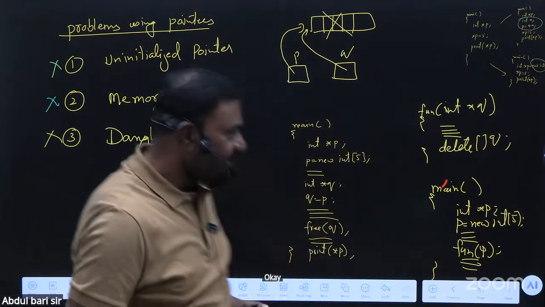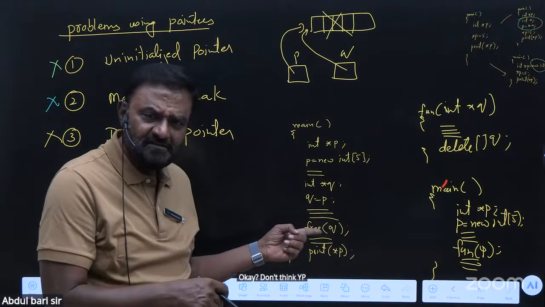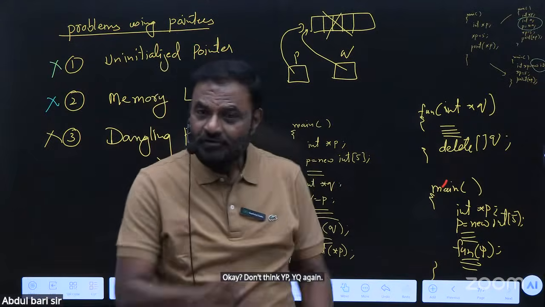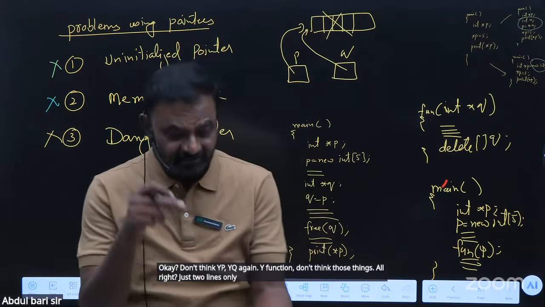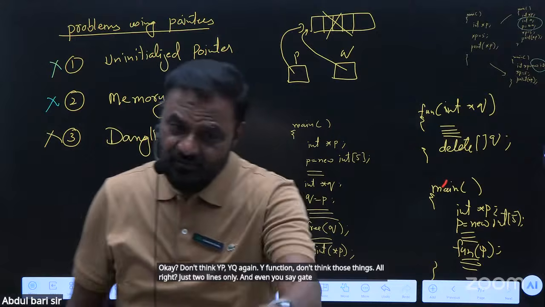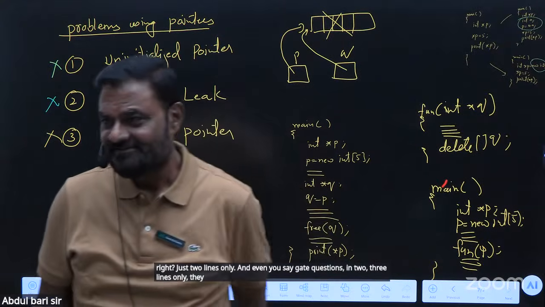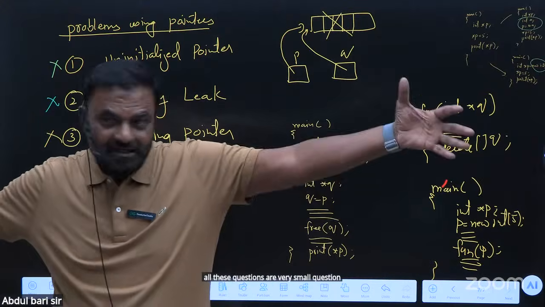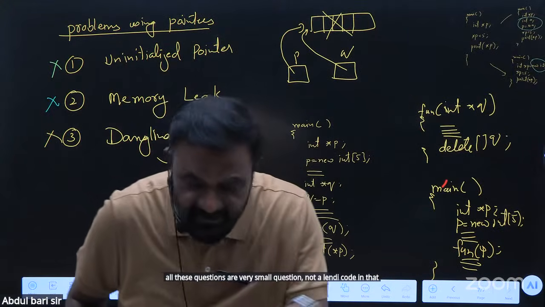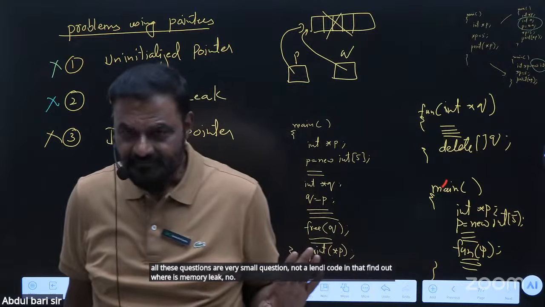Don't think why P, why Q, why function. Don't think those things. All right? Just 2 lines only. Even when you get GATE questions, they will ask in 2-3 lines only. All these questions are very small. Not a lengthy code where you find out where the memory leak is.